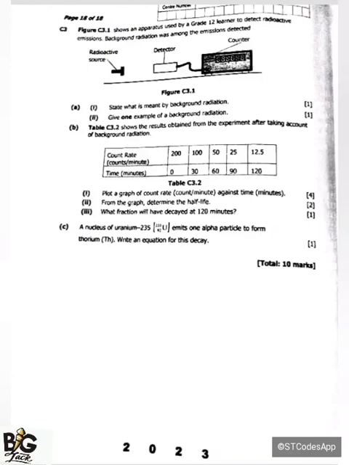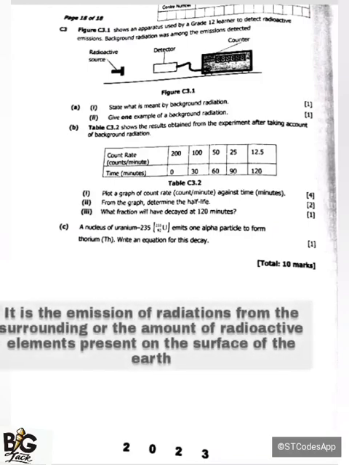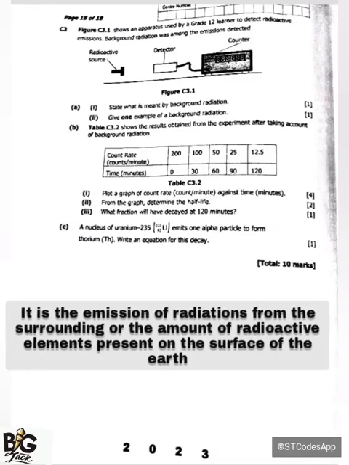Now, the first question, which is question A, Roman numeral 1, is saying, what is meant by background radiation? When you talk of background radiation, it is the emission of radiations from the surrounding, or you can say the amount of radiation present on the surface of the Earth. That's what background radiation is.